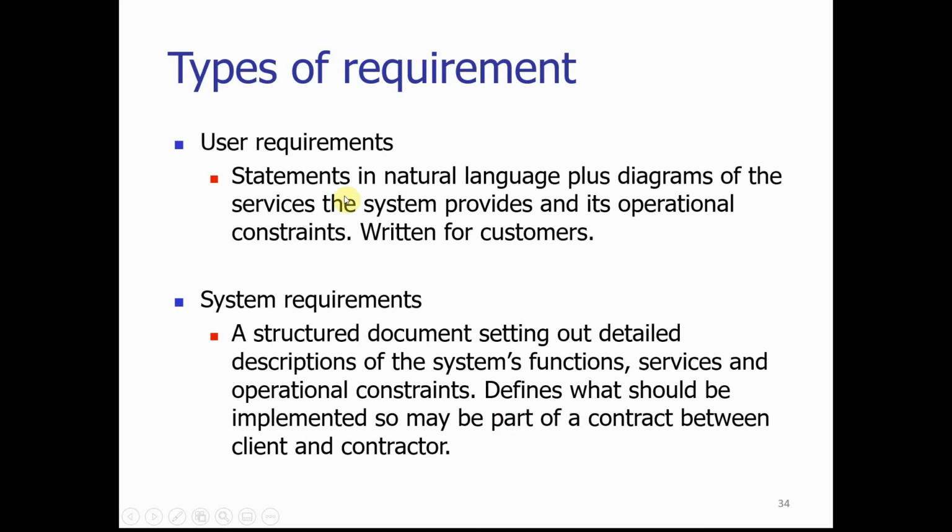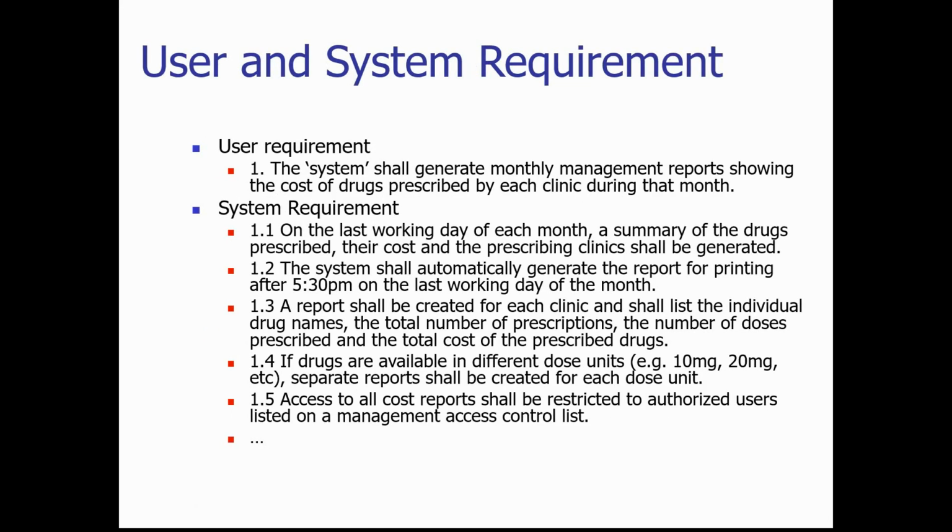So you will see that the user requirement is at a higher level, written for the customer, and sometimes the customer also provides some part of the user requirement. The system requirement is for the engineer to conduct engineering work. So these are two levels of requirement. Here, this gives you an example of a user requirement and a system requirement.